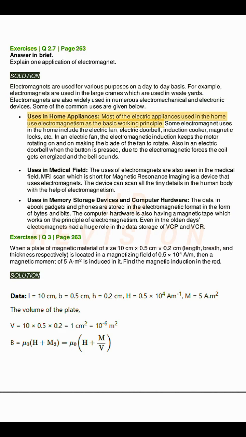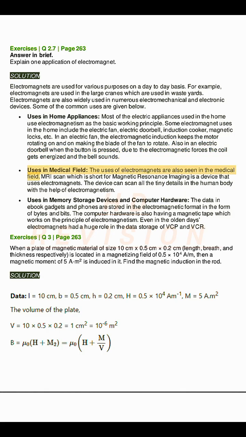Uses in home appliances. Most of the electric appliances used in the home use electromagnetism as the basic working principle. Some electromagnet uses in the home include the electric fan, electric doorbell, induction cooker, magnetic locks, etc. In an electric fan, electromagnetic induction keeps the motor rotating, making the blade of the fan rotate. Also in an electric doorbell, when the button is pressed, due to the electromagnetic forces, the coil gets energized and the bell sounds.